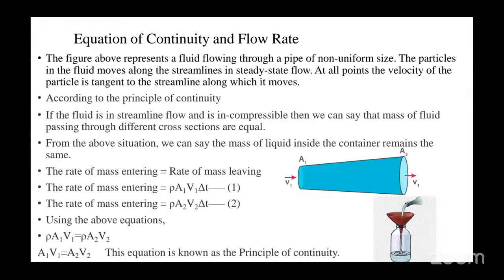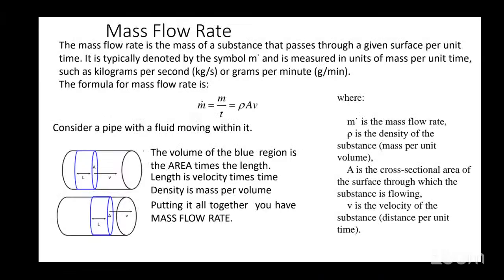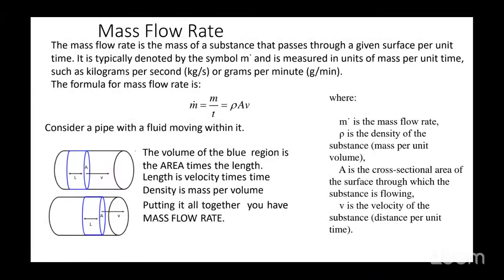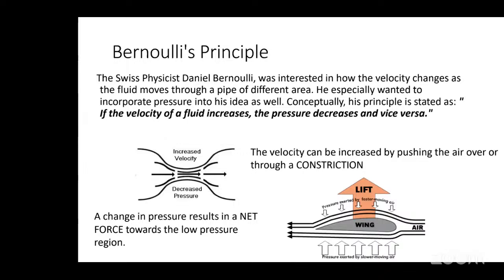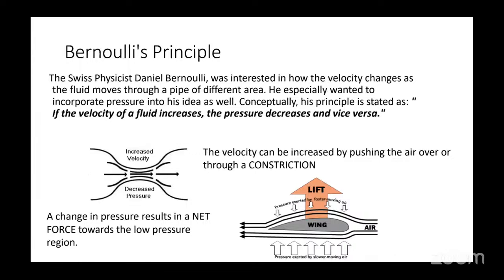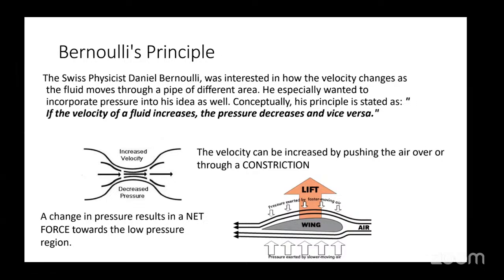Then we derive the continuity equation as A1 V1 equals A2 V2. A for area, V for velocity. And then the mass flow rate as rho AV. And then we went on to Bernoulli's principle, which gave us relationship between velocity and pressure. So velocity and pressure are inversely proportional. As the velocity of a fluid increases, the pressure decreases.